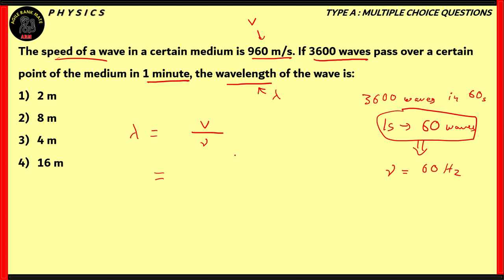We'll just have to substitute the values. So the wave speed is 960. The frequency is, of course, 60 hertz. So the 0s get cancelled. We just have to divide 96 over 6. That would, of course, be equal to 16. So lambda, or the wavelength of the wave in question, is option 4, 16 meters. So all you have to do is to remember lambda equals wave speed over the frequency. That's how we find the wavelength.